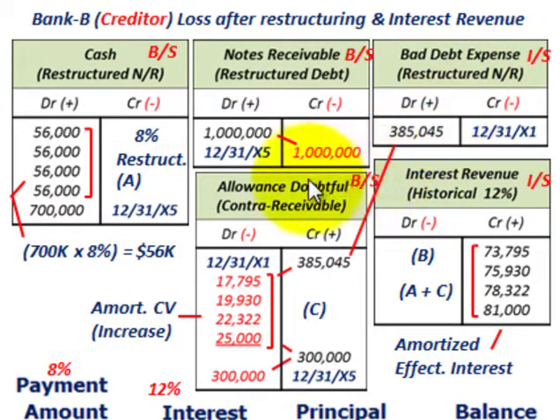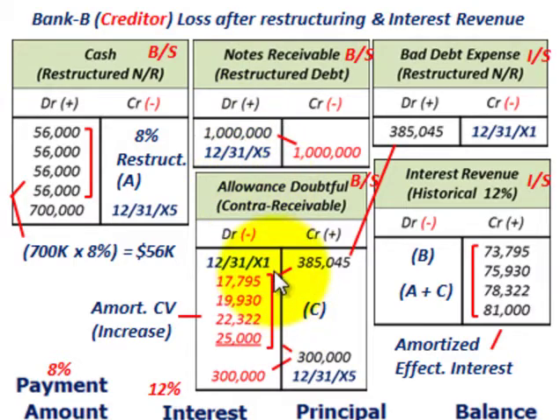Now, the balancing amount would go to the allowance for doubtful accounts here. It's a contra receivable. This reduces the notes receivable, a contra account here. So we'd have credited our allowance account for $385,045. And that was our bad debt expense. Debit that on bad debt expense, credit our allowance account on our balance sheet by that amount, and that reduces our notes receivable.